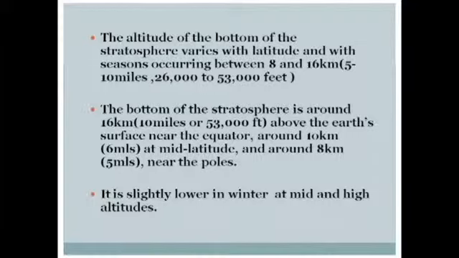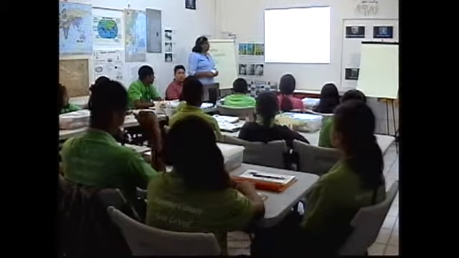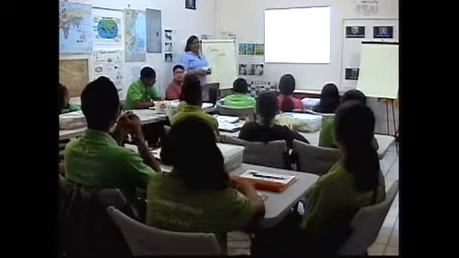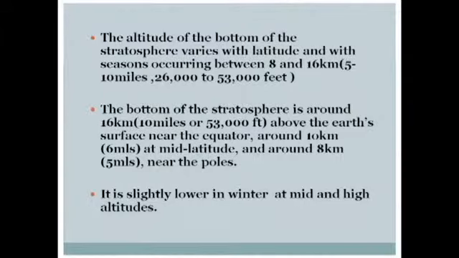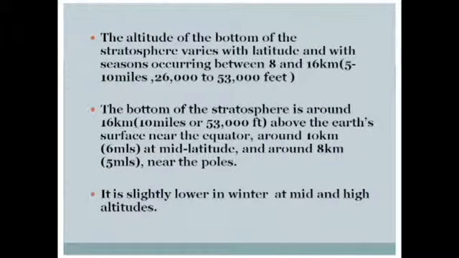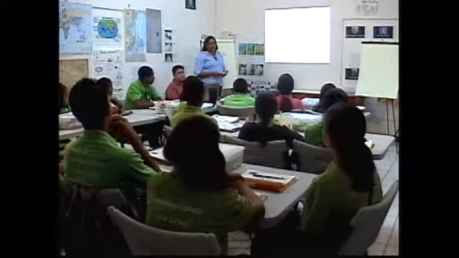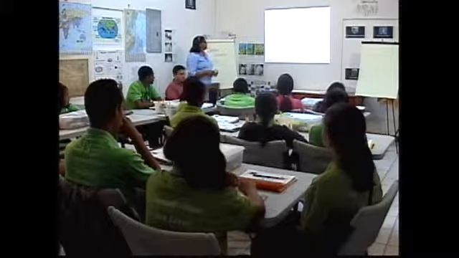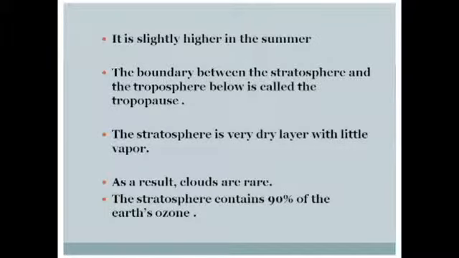And you will see the significance of that later when we talk about the ozone hole. All right? Bear in mind that when it comes near the poles, it's around 8 kilometers. It is slightly lower in winter at mid and high altitudes. So it is said that the temperature and the altitude will vary in seasons. In the winter, it will be lower. So what do you think will happen in the summer? It's going to go higher. Good. It is slightly higher in the summer indeed.